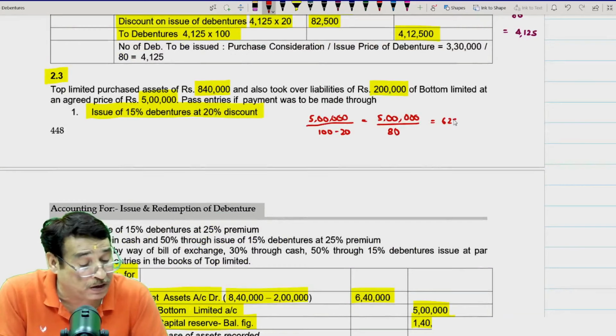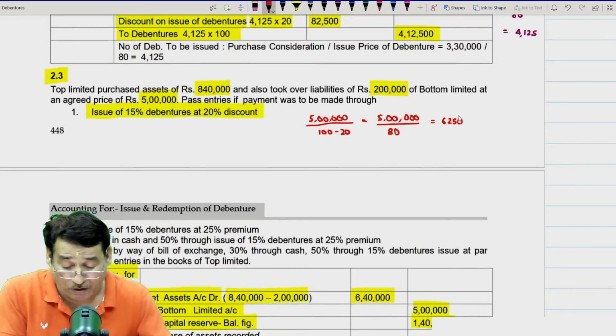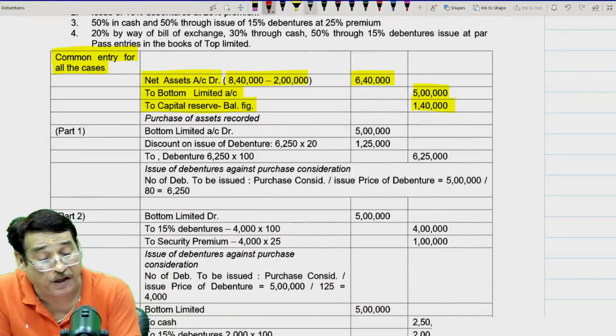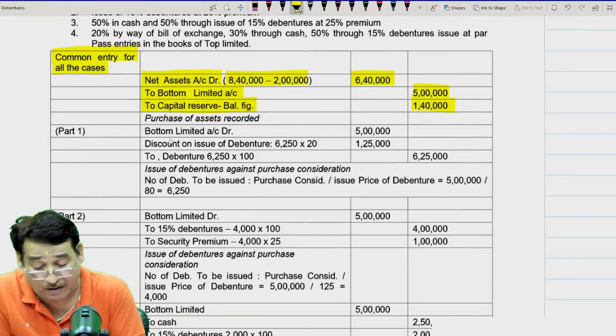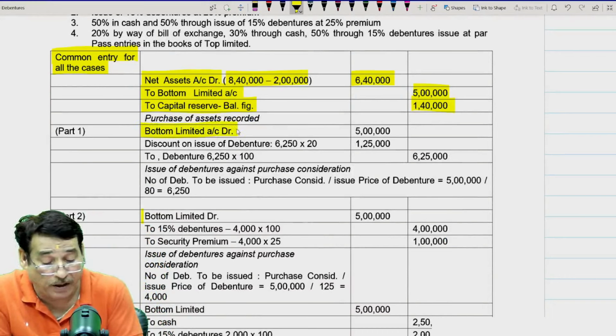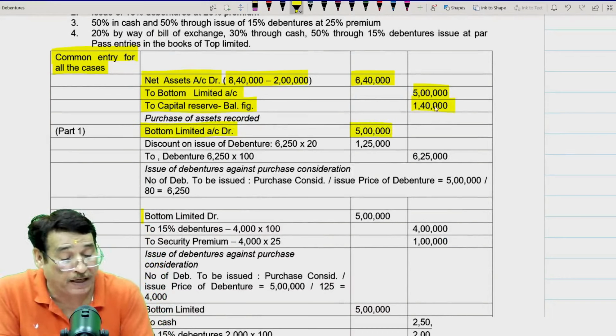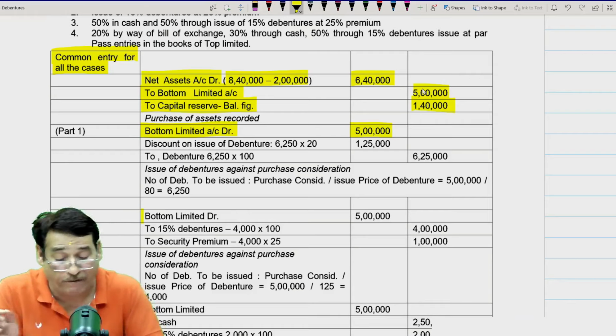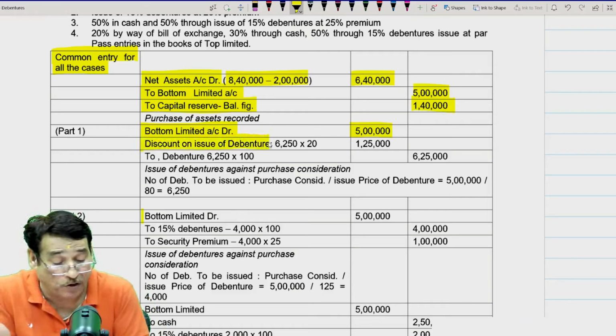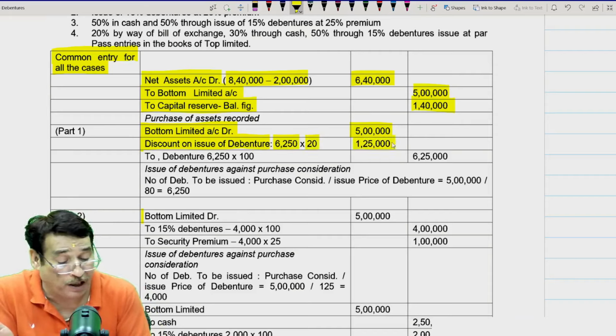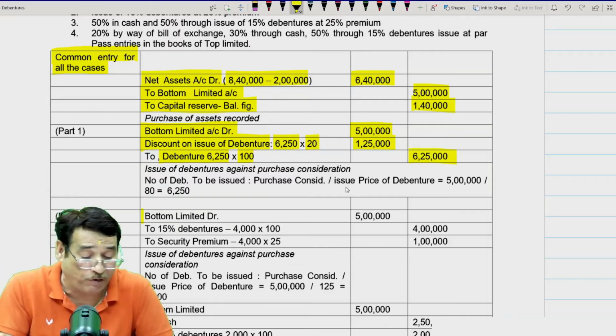6250 debentures. So accordingly I will pass the entry. My entry will be like this. Part 1: Bottom Limited account debit 5 lakh, because I have to pay Bottom Limited 5 lakh. Discount on debenture account: 6250 debentures, discount is 20, so 1 lakh 25,000. Debenture account: 6250 into 100, 6 lakh 25,000. And here I have shown the working also.